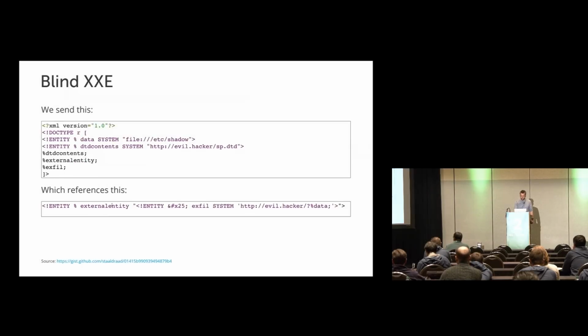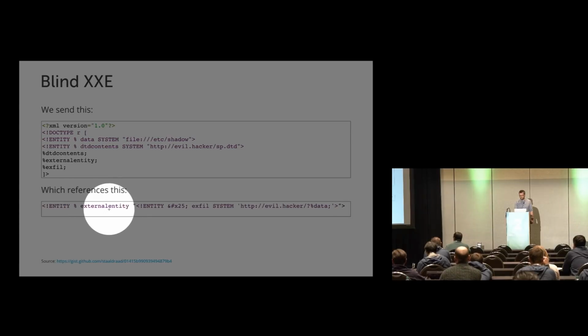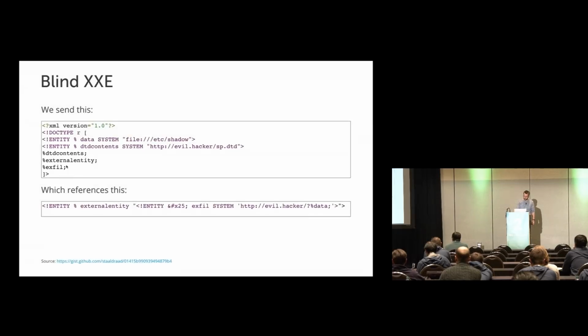This DTD contains a new entity called external entity, which contains this stuff, which basically at some point will try to get something from my server. So this is where the data is leaked. It loads the DTD, it adds all these things down here, and it ends up sending the data back as a new GET request towards the end.